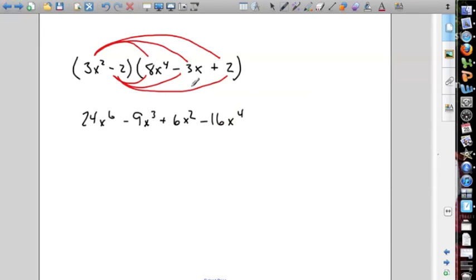Now negative 2 times negative 3. Negative times negative is positive, so plus. And then that's going to be 6x. And finally, negative 2 times positive 2. Negative 2 times positive 2 is negative 4.